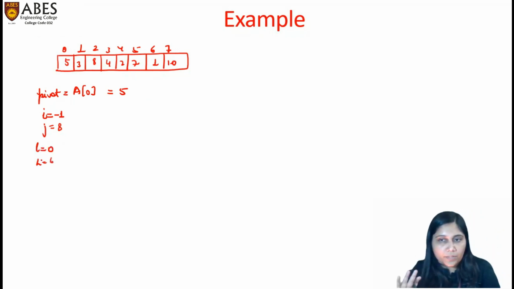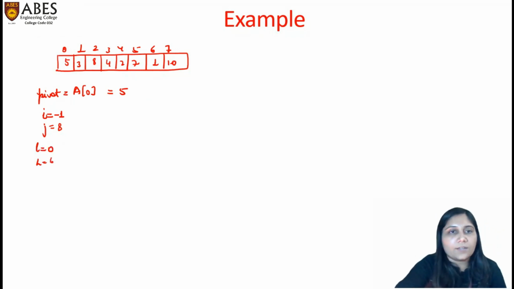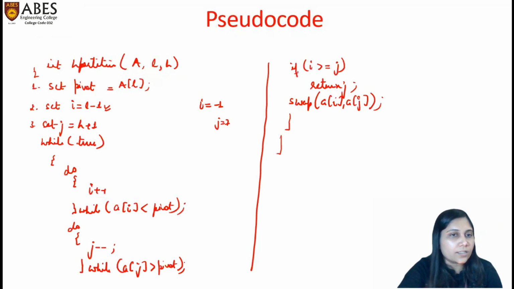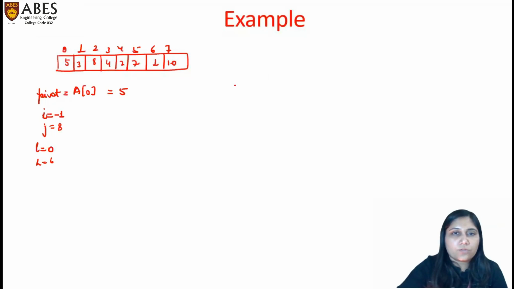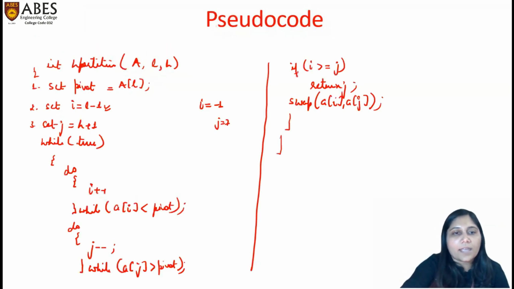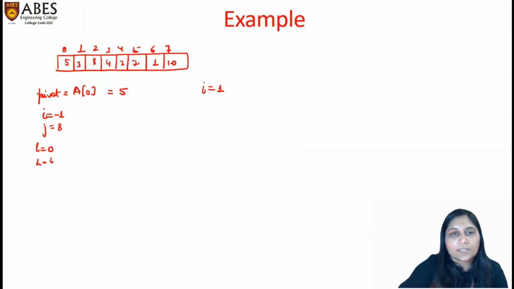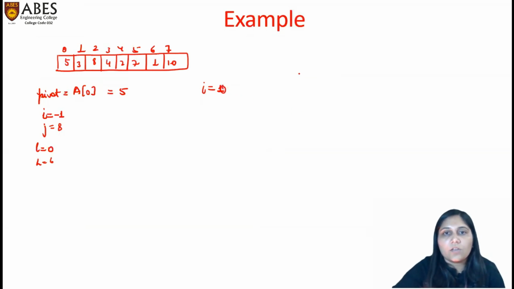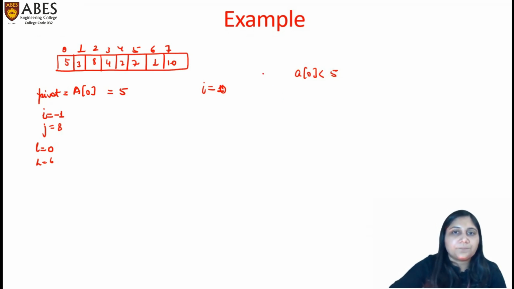This I know properly, right? So first of all, we will be starting from here. If I see, I have done it true, okay. So what I have to do, i plus plus. So first of all, I'm going to do i equals to 1. Now this loop will continue until I am having A of 0 less than my pivot. Pivot is 5, right? So I'm going to do this one.